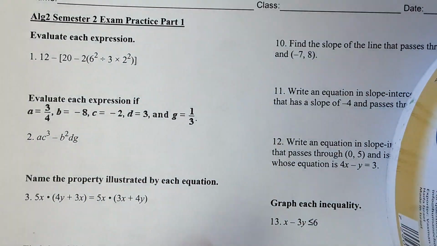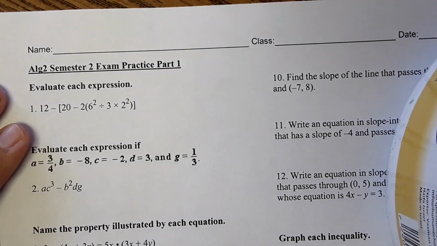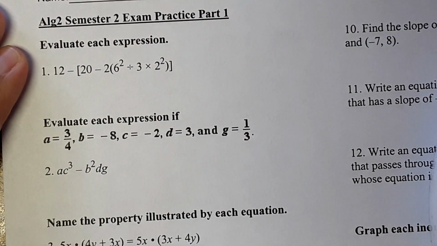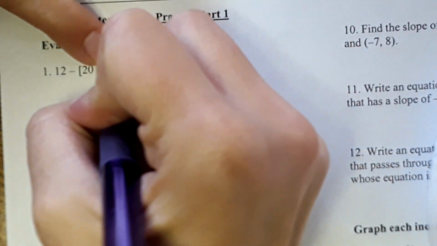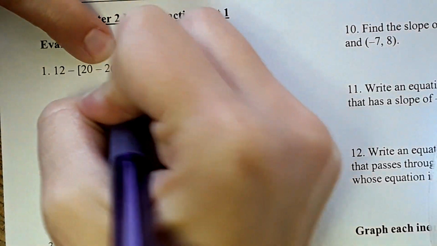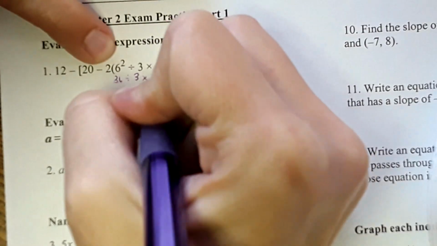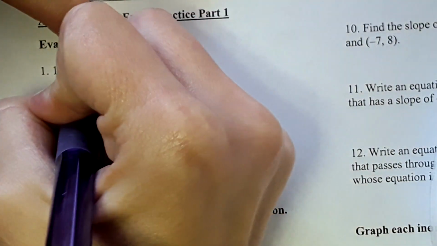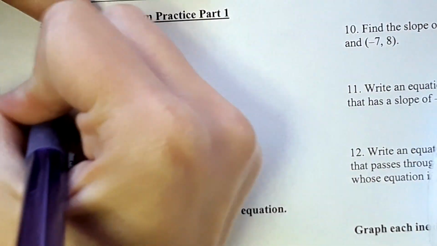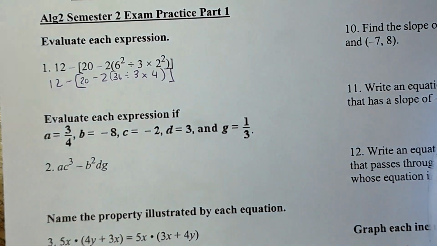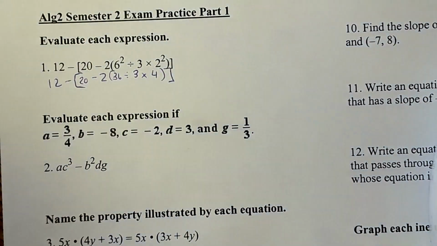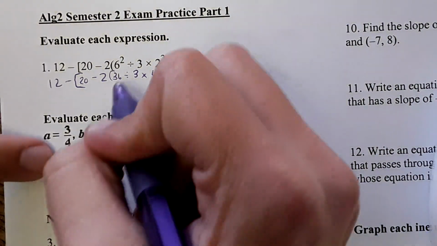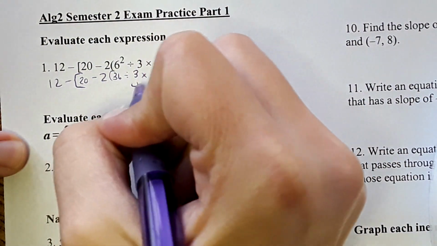Okay, so starting with the first one, it says evaluate the expression, so use order of operations to solve it. So starting within the parentheses and the exponents, I'm going to start with the exponents here. And bring everything down. Cool. 36 divided by 3 is 12, and 12 times 4 is 48.